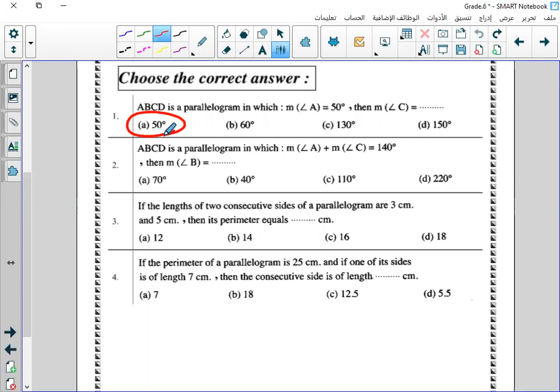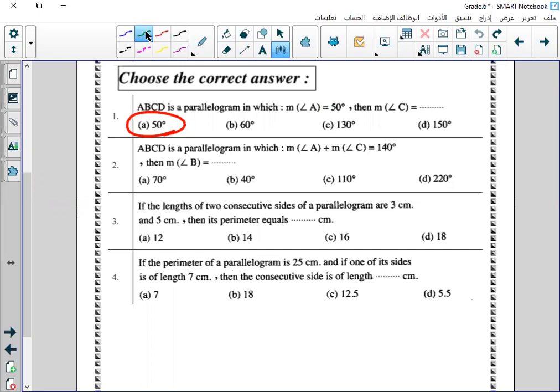Number 2, who can answer number 2? ABCD is a parallelogram in which the measure of angle A plus the measure of angle C equals 140. Then the measure of angle B equals what? Okay, Hussam, you can answer. The measure of angle A, it will be 100 or 40.